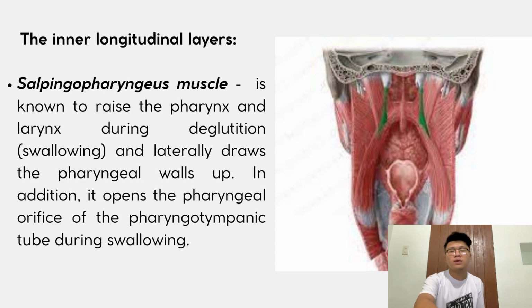For the recap of the outer circular layers, we have the inferior constrictor muscle, the middle constrictor muscle, and the superior constrictor muscle. Of course, from the word itself, superior is at the top. Middle, of course, is in the middle, and inferior is at the bottom part of our throat.